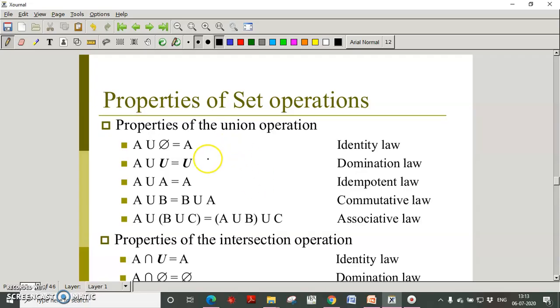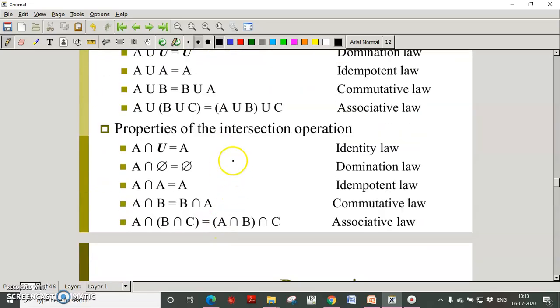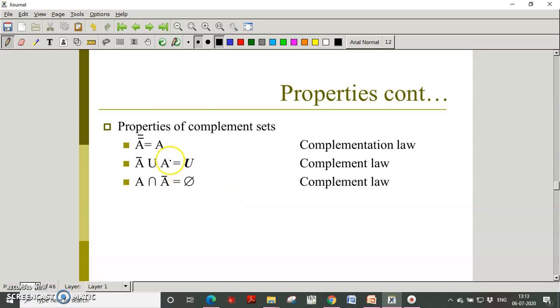Then here are some properties. Properties for the union: identity law, domination law, idempotent law, commutative law, and the associative law. And these are the properties for the intersection: the same identity law, domination law, idempotent law, commutative law, associative law. And this is the property for the complement sets. The complement of the complement is the set itself; A union complement of A gives the universal set, and A intersection complement of A gives the empty set.